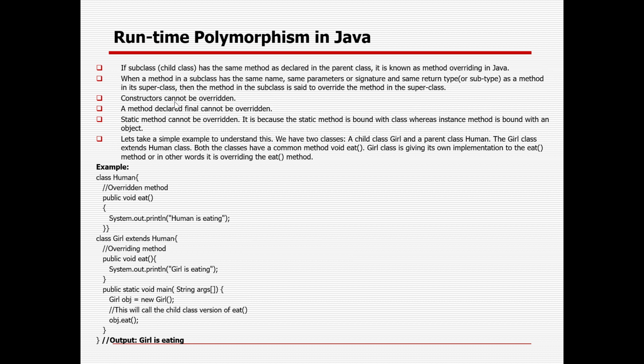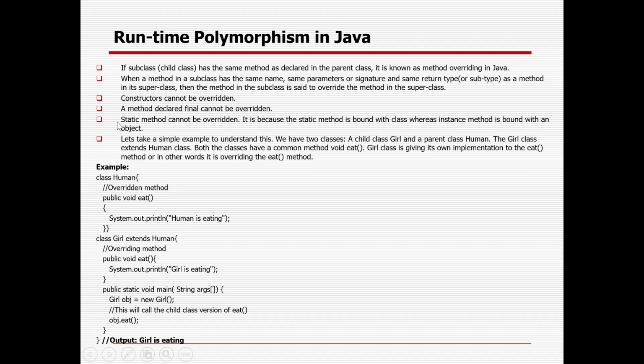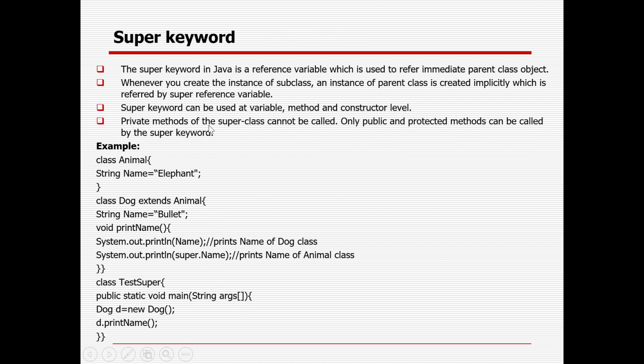Before that, let's try to define something. A method declared final cannot be overridden, so that part I'll be covering. A static method cannot be overridden. That part I will also be covering in an upcoming video, so that's for an upcoming session only. Upcoming topics.